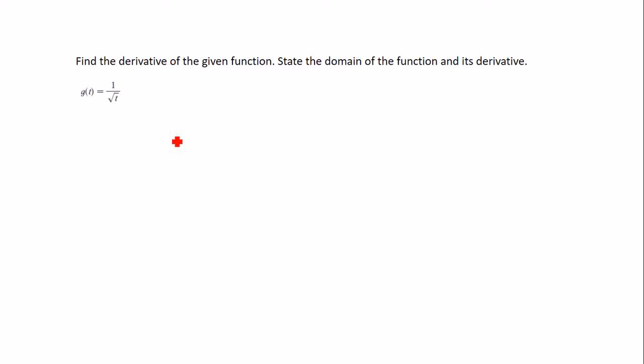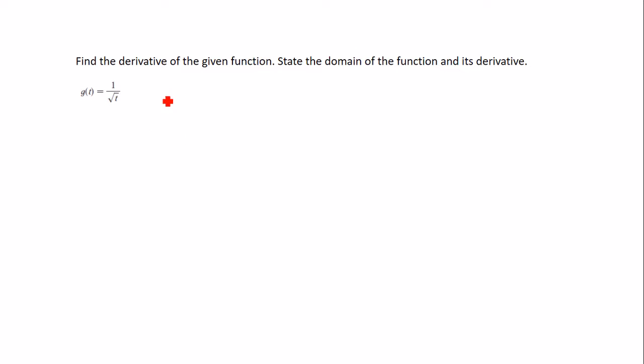Okay, so here's a question from section 2.8, a particularly difficult one, I think, a little more computationally intensive, but it'll be a good test for us to see how careful we can be. So, we're given this function g of t. Our goal is to find the derivative and state the domain of the function and its derivative. So, basically combining a bunch of stuff we've already seen, right? Taking derivatives using the limit definition, and finding domains.